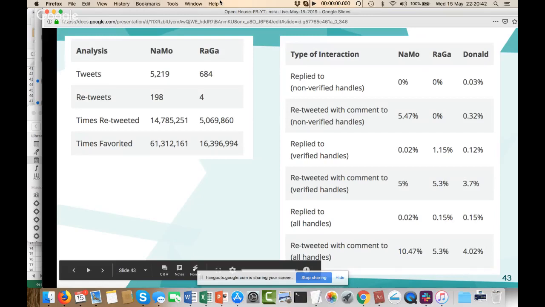Just to give a comparison, we actually took Donald Trump's Twitter handle, and we did the same analysis with that handle, right? So reply to verified handles, retweeted with the comment, reply to all handles, retweeted with comments. Basically this shows that these handles have different ways of managing their account. For example, retweeted with comment, non-verified handles, Namo is much higher compared to the Raga handle, right? And if you look at the retweeted with comment to verified handles, Namo and Raga look very similar, right? So these are the observations that we were keen on looking at, so to say.